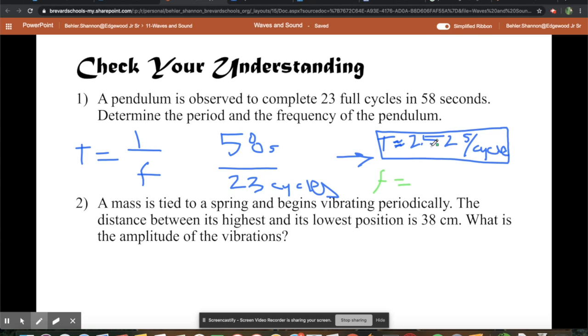You can do 1 over this 2.52 number, or you can do 23 over 58. And that would be cycles per second, which is a hertz. So for the frequency, we are getting 0.4 hertz. H, capital H, Z. All right.